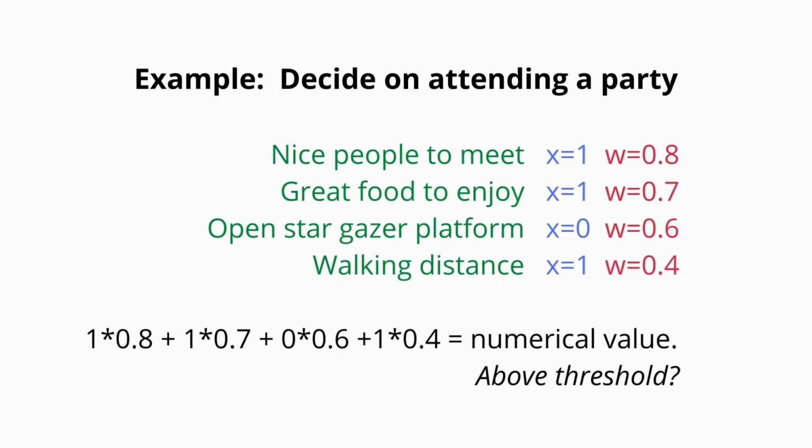So I have defined 4 features that are important for me to decide. And then I check out if this party has a yes or a no condition on each of these green conditions or features. So nice party, nice people to meet. Yes, x is 1, x is yes, there are nice people. And now the importance, the strength of the link here is given in red with a weight. The weight is 0.8. So this is close to 1, means this is very important to me.